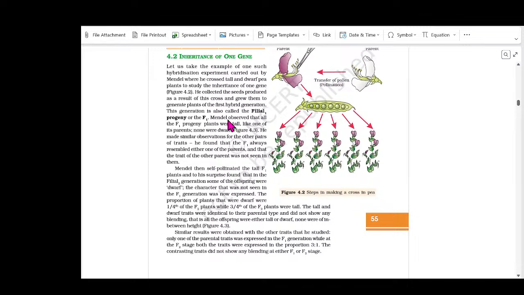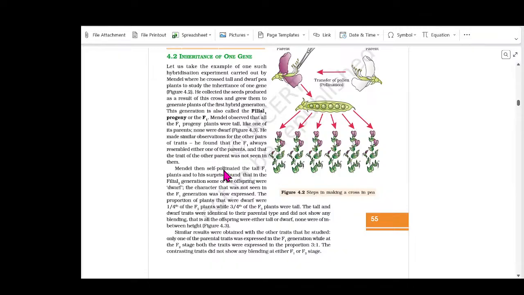Mendel observed that all the F1 progeny plants were tall, like one of its parents. None were dwarf. He made similar observations for the other pairs of traits. He found that the F1 always resembled either one of the parents and that the trait of the other parent was not seen in them.